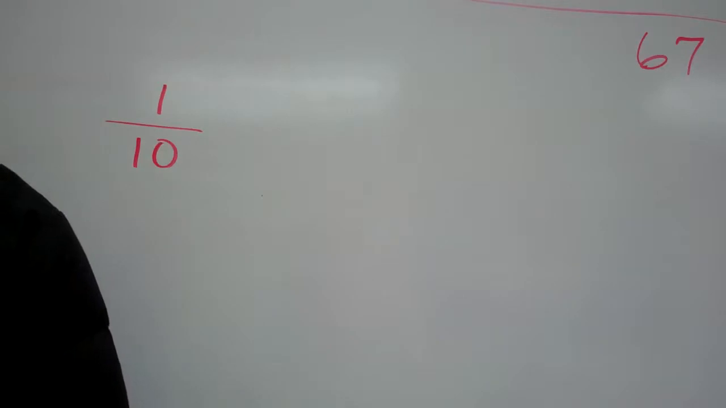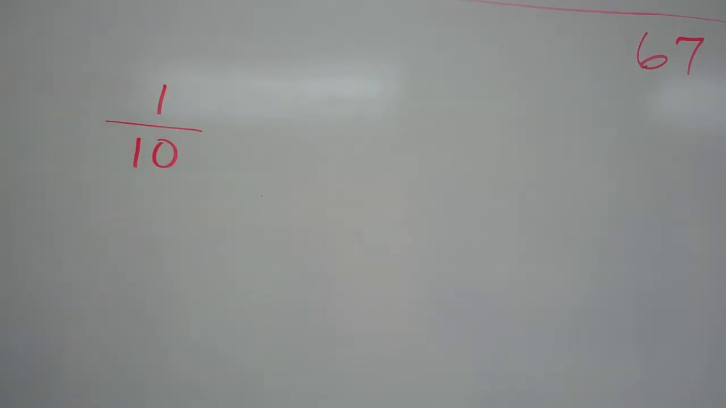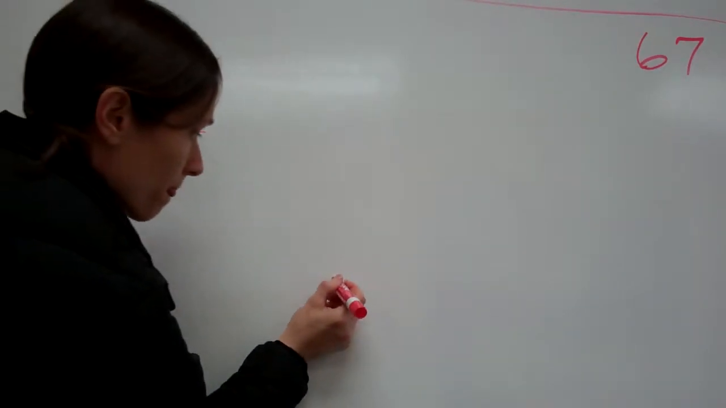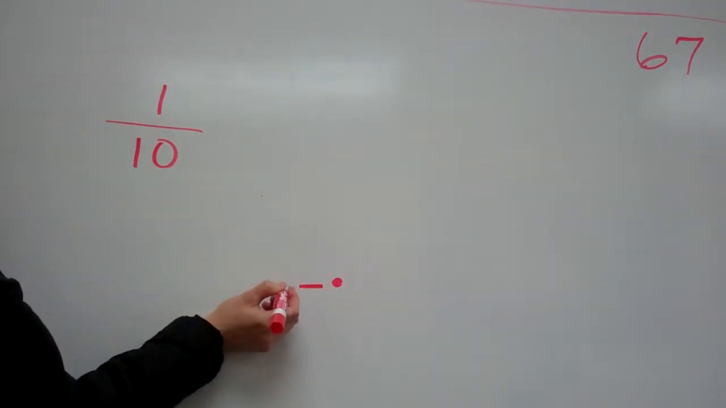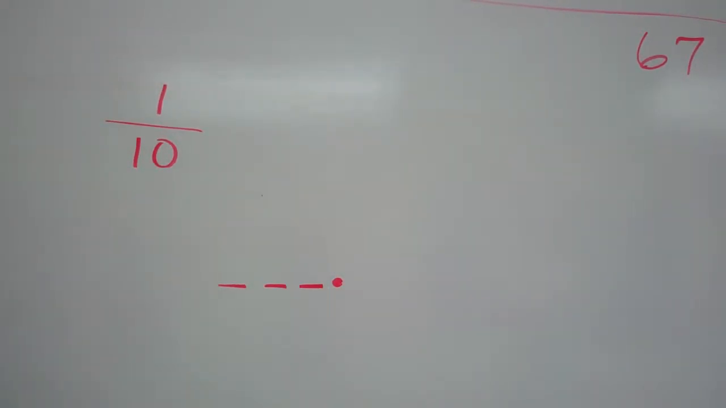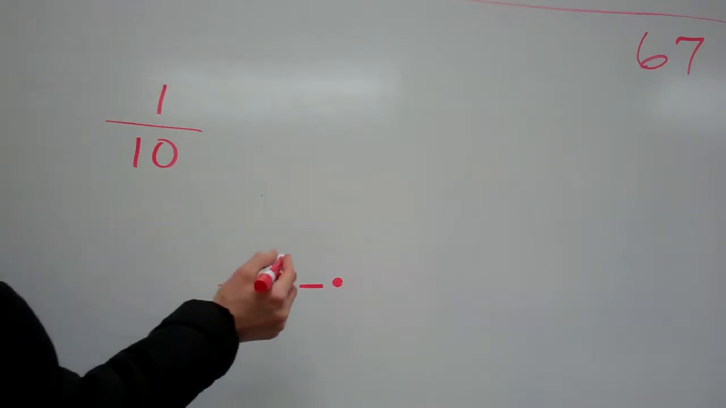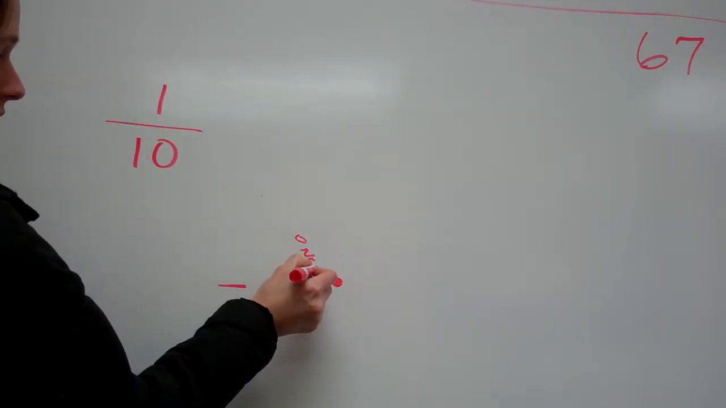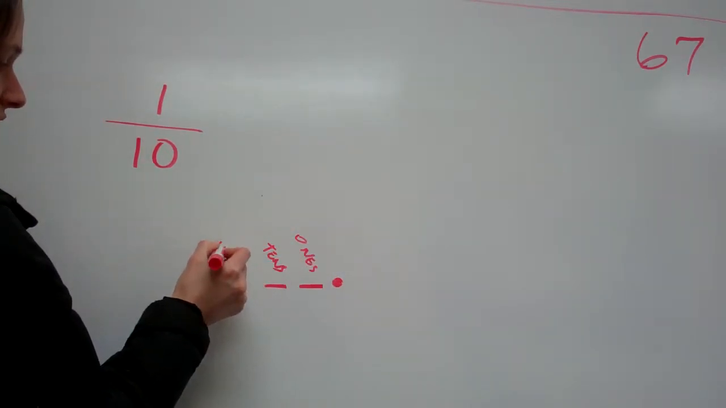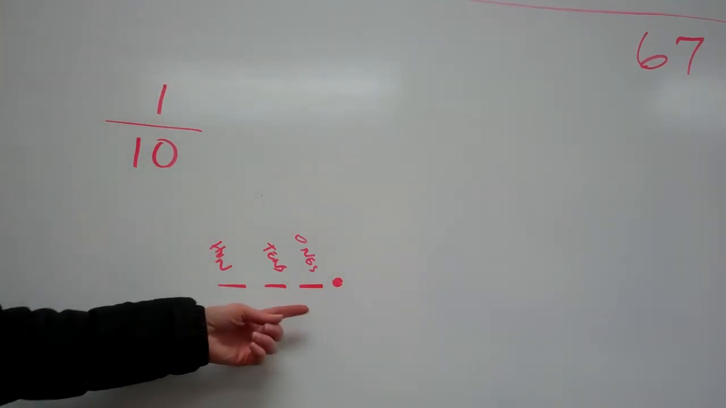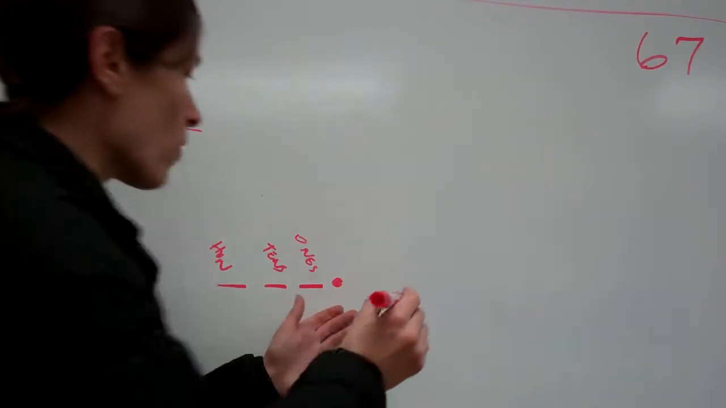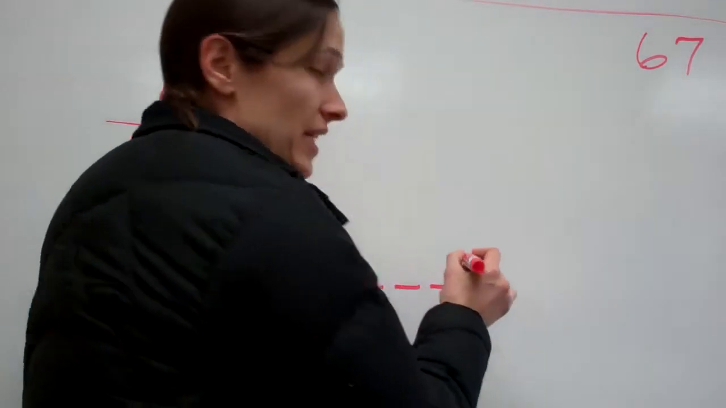The first thing I want to ask you is, when we're talking about decimal numbers, what is before the decimal? Give me some places. The ones. Tens. Hundreds. I'm just going to stop there for now. Ones, tens, hundreds. And what is to the right of the decimal?